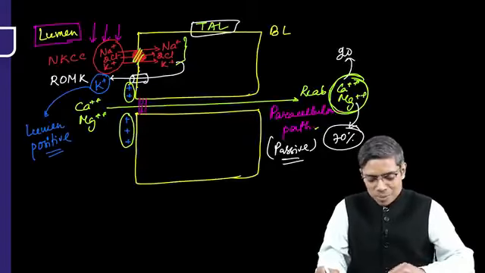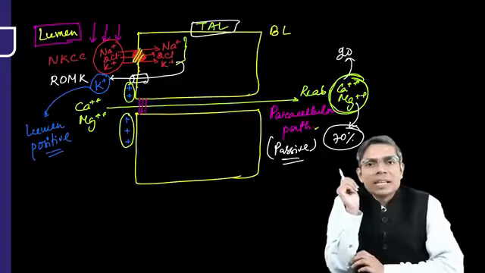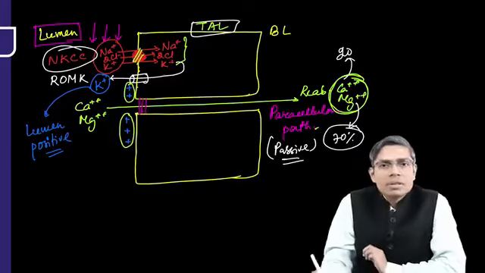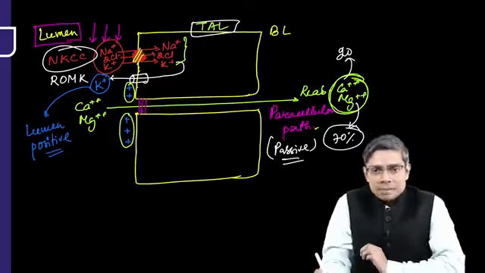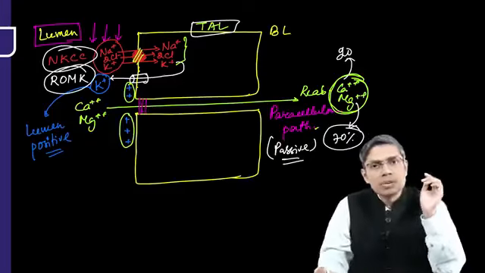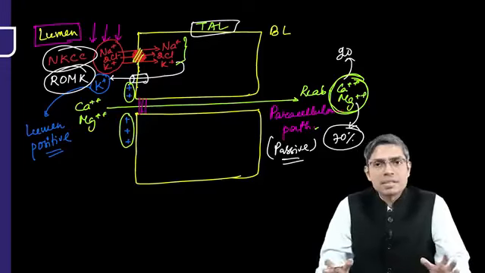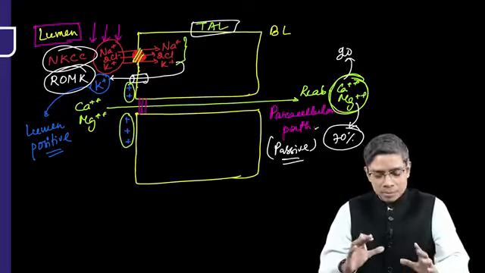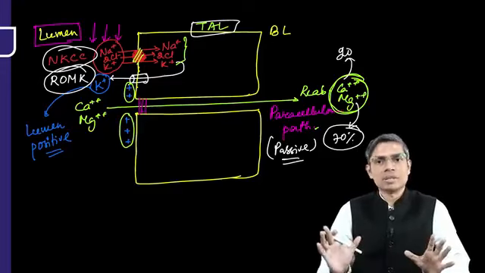I hope all of you remember that this is the segment TAL where mutation of this NKCC is responsible for a disease. What is the disease? Bartter syndrome, okay? Bartter syndrome type 1, Bartter syndrome type 2, ROMK. So this is a segment which is very, very important for your MCQ, okay? In the main lecture, you have to read the detailed version of this, okay?